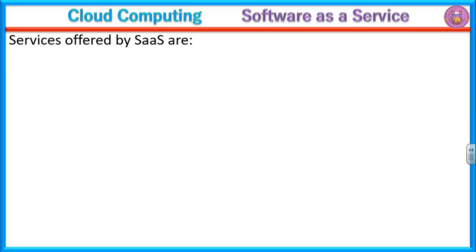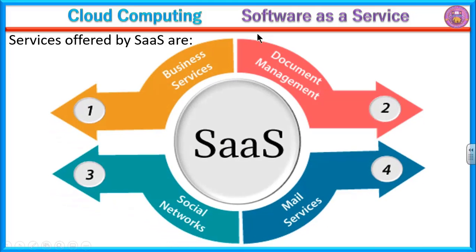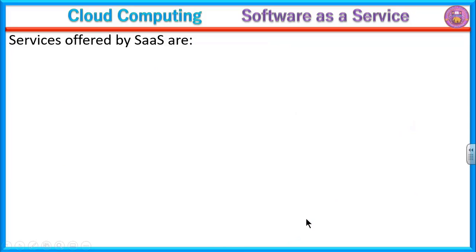Different services offered by Software as a Service are: first, business services; second, document management; third, social networks; and the fourth one is mail services. Let us talk about these services one by one.